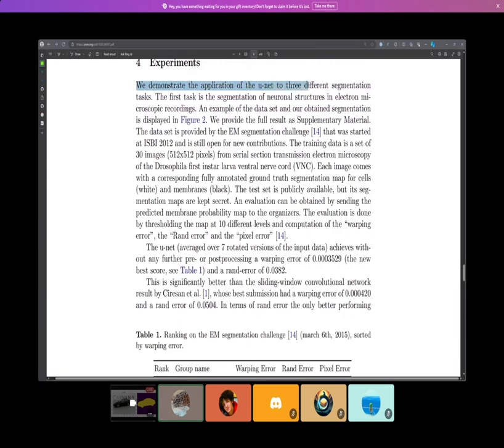Experiments. We demonstrate the application of Unet to 3 different segmentation tasks. The first task is the segmentation of neural structures in electron microscopic recordings. An example of the data set and our obtained segmentation is displayed in Figure 2. We provide the full result as supplementary material, and the data set is provided by the EM Segmentation Challenge that was started at ISBI 2012 and is still open to new contributions.